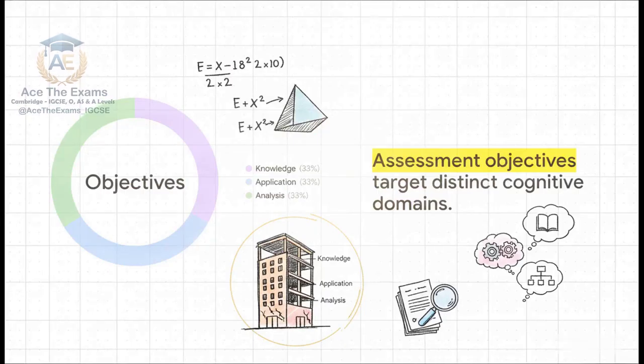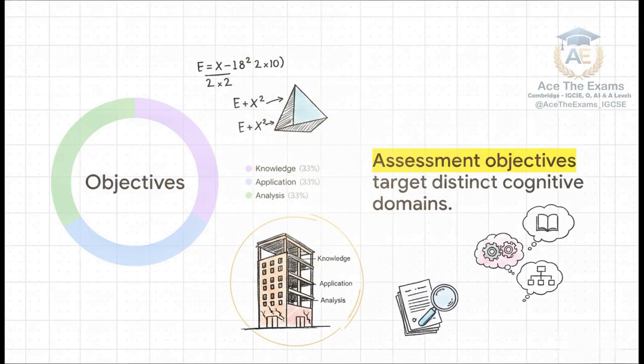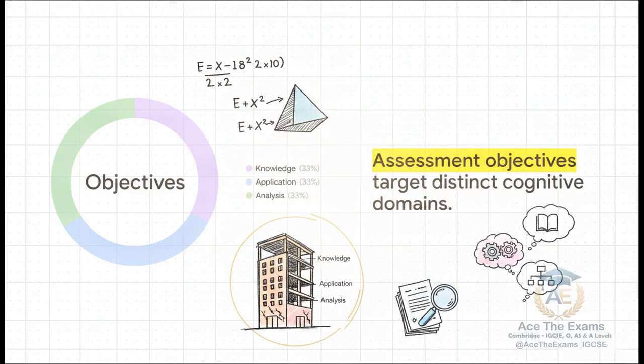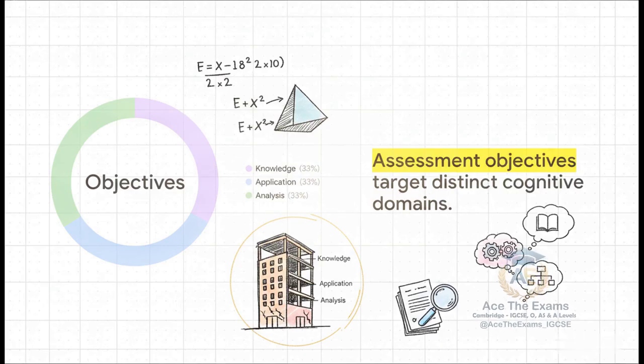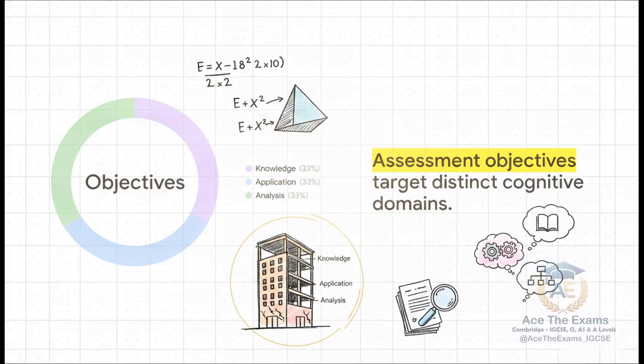Now, to enforce this level of quality, Cambridge uses very strict building regulations. We call these the assessment objectives, and they target 3 distinct cognitive domains: knowledge and understanding, application, and analysis. Think of knowledge as your basic drywall, application as your wooden framing, and analysis as your reinforced structural steel. If you build a purely descriptive structure, meaning you literally just write down the formula for a geometric progression and plug in some numbers without explaining the why, you are only hitting that knowledge level.